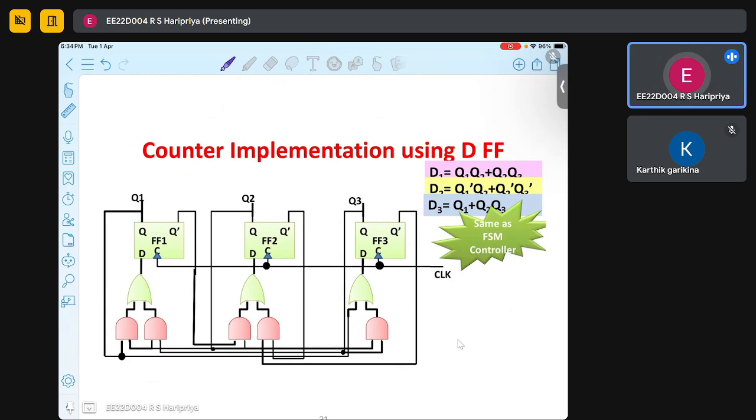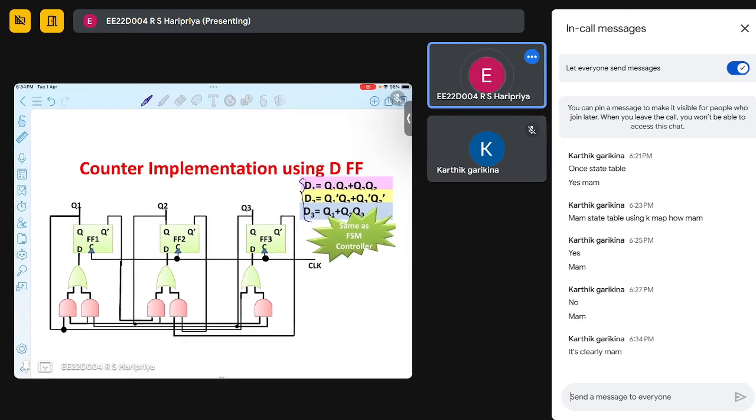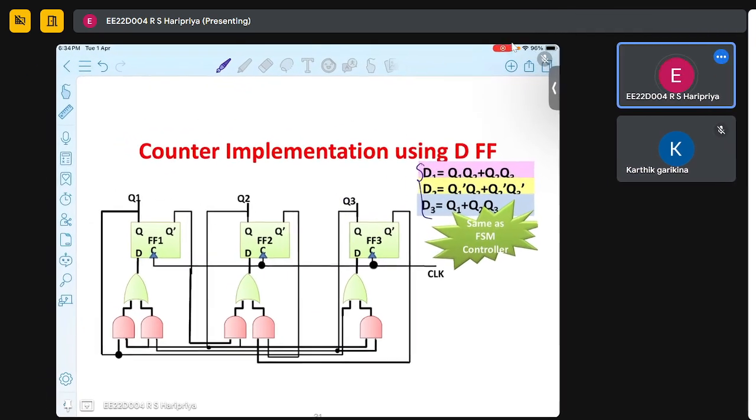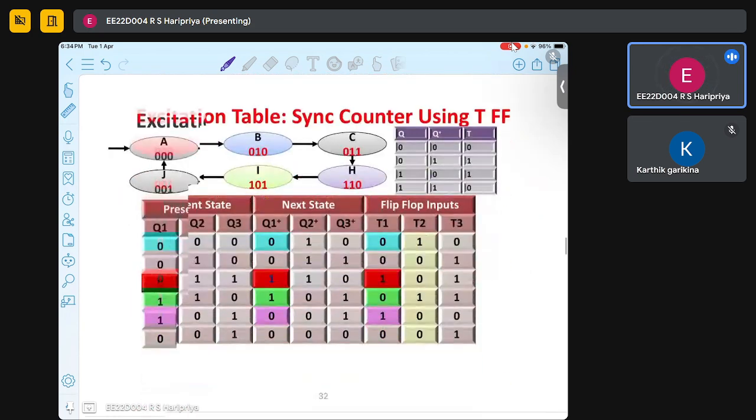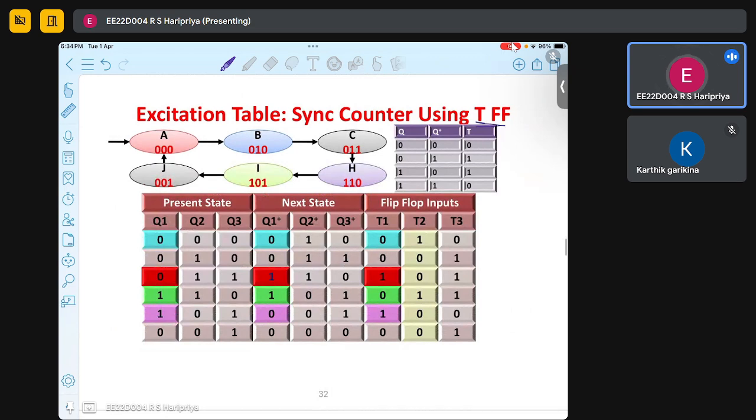Next, counter implementation. Now we have the equations, so we can directly implement them. This combinational part and the D flip flop, because we know what we have. Next, if we have a T flip flop, then this part will change. We should use the excitation table to fill this. Like if it is 0, 0, this T value will be 0. If it is 0, 1, that means complement, so T will be 1.